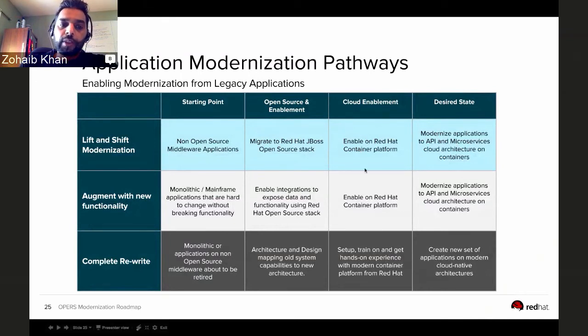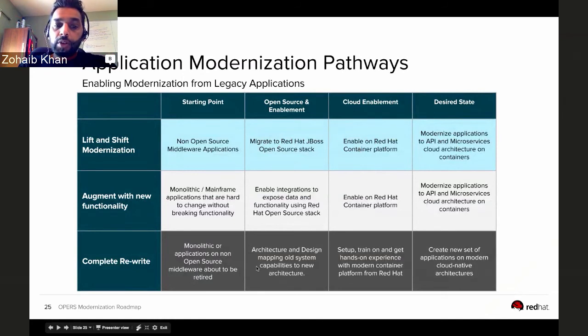And similarly for the augment piece, generally the customer is coming from mainframe type of applications or monolith applications. The first step, as I described, is to enable them to create those integration points using, let's say, the Fuse stack or some other integration technology, just so that you can expose the data and features. And once that is done, get yourself enabled on a container platform such as OpenShift, because that is going to be the key for us to move forward and then start developing your applications.